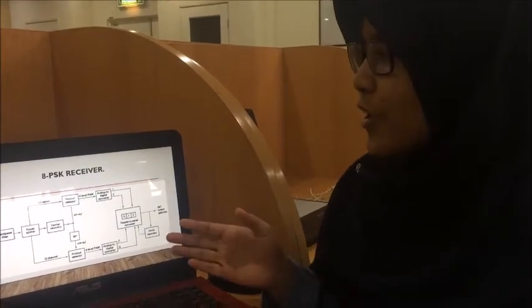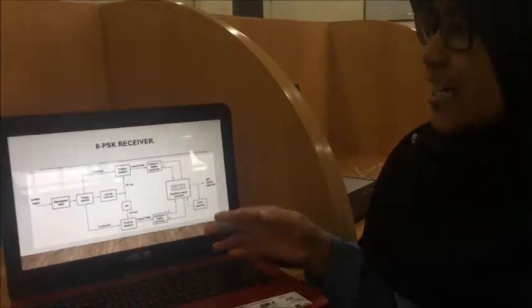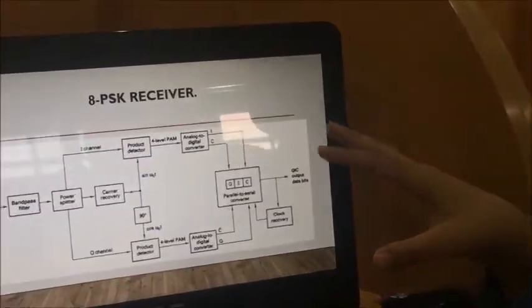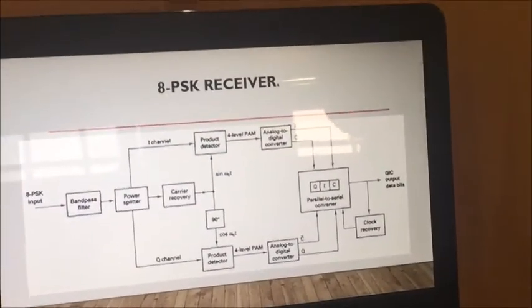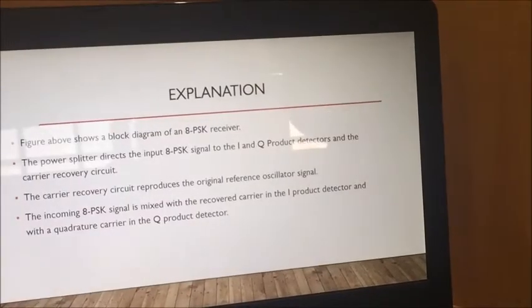Okay, we proceed to the 8 PSK receiver. This is the block diagram for the 8 PSK receiver.